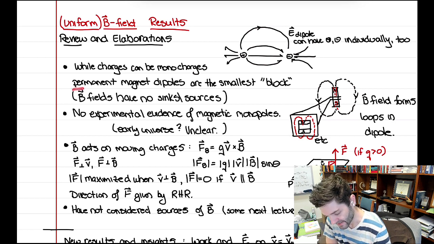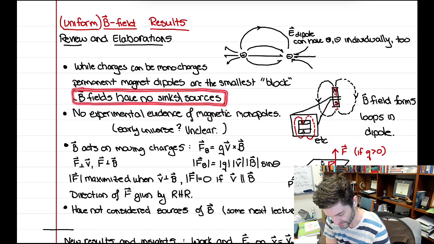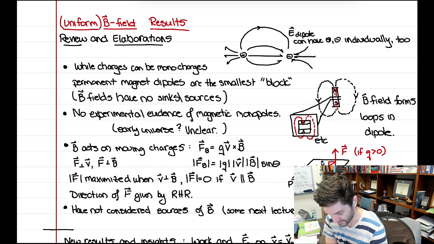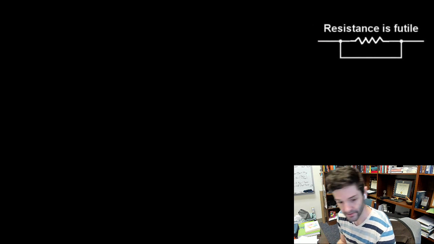So another way of saying this is that magnetic fields have no sinks or sources. Or again, for electricity, and this was important when we were formulating Gauss's law, when we have a positive charge, that's kind of a source of electric fields. Electric field lines come out of the positive charge.